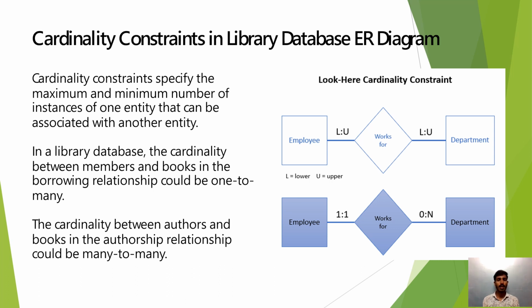Cardinality constraints in library database ER diagram. Cardinality constraints specify the maximum and minimum number of instances of an entity that can be associated with another entity. In a library database, the cardinality between members and books in the borrowing relationship will be 1 to many. The cardinality between authors and books in the authorship relationship could be many to many, like employee to department: 1 to 1 or 0 to n. Employee works for department.